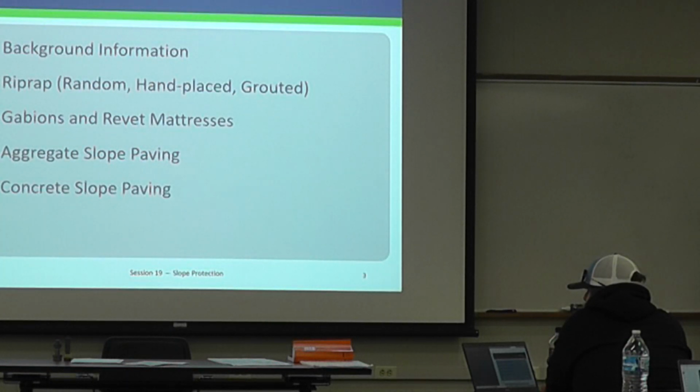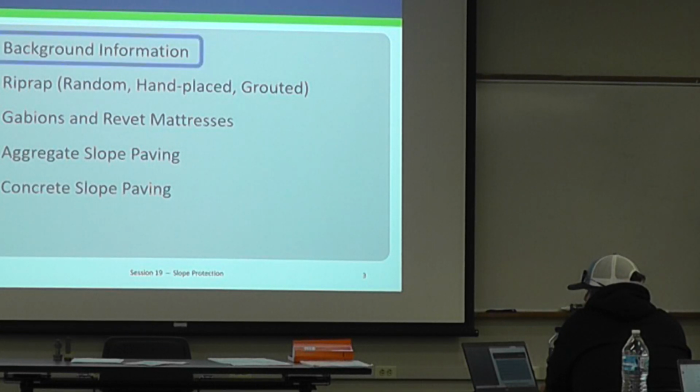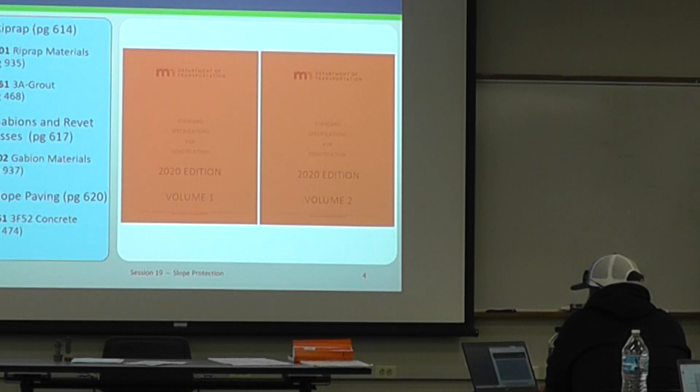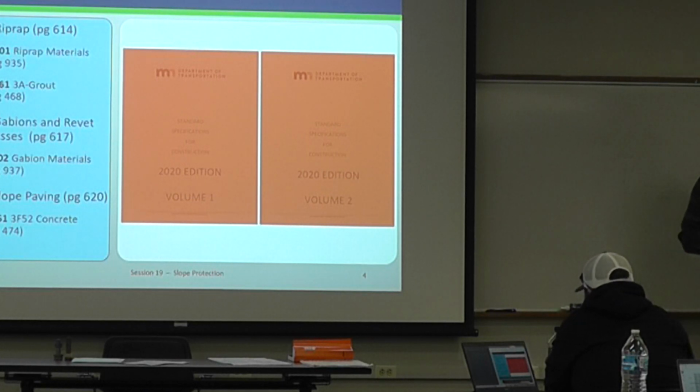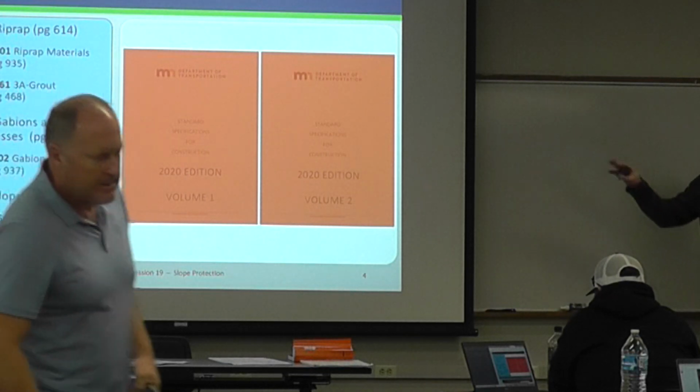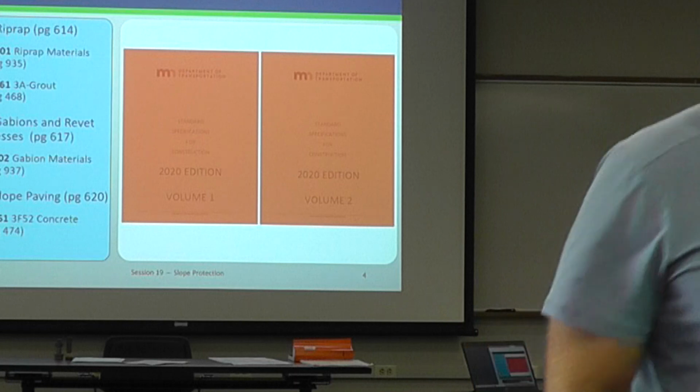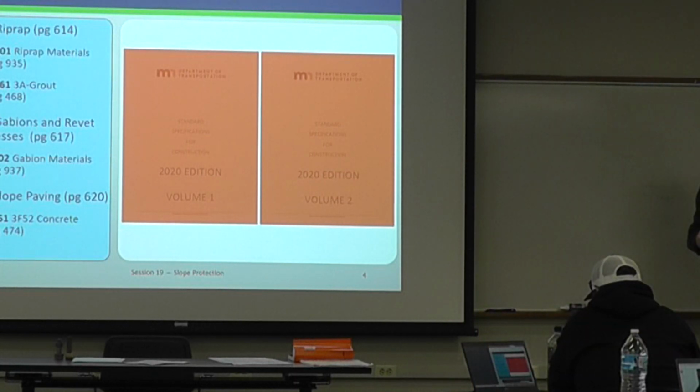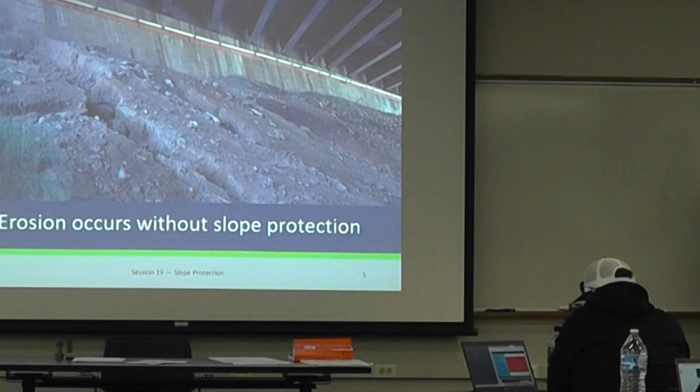So here's our outline. We'll go through these 5 bullets, a little bit of background information, and then cover the main types of slope protection. So we'll start with the background. There are 3 main specs that are covered here: 2511 for riprap, 2512 for the gabions and revet mattresses, and then 2514, and that covers both aggregate and concrete. And then you can see in this listing there are a few other ancillary specs that are related to it that you'll need to reference when you have a project building a bridge.